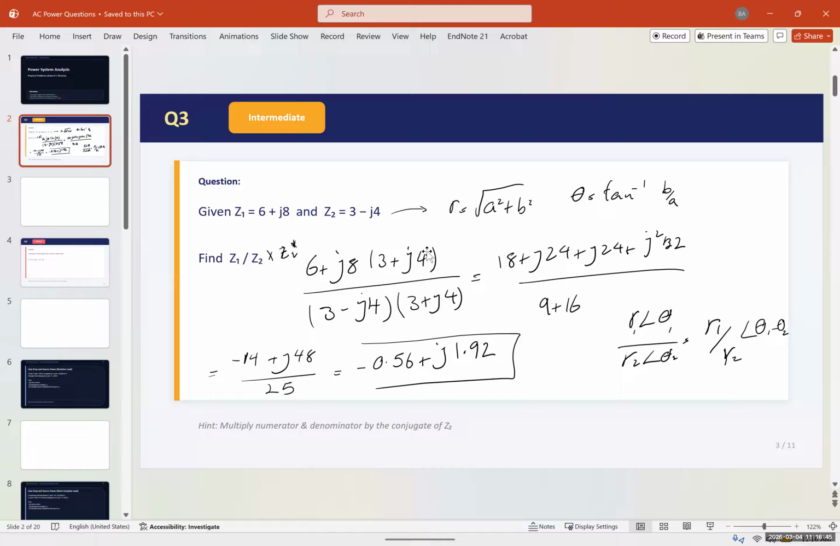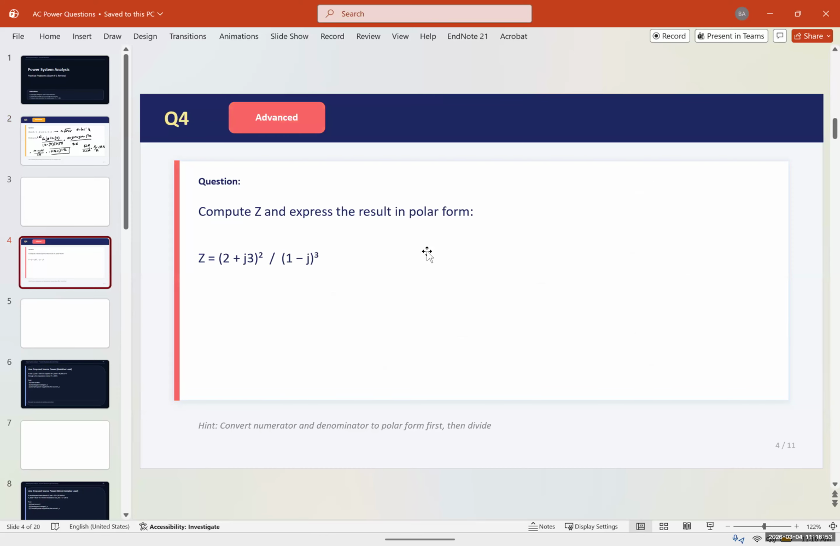Did you write it down? Yes. Can I go to the next question? I want to speed up so I can solve as many problems as I can. Now the next question, we want to compute z and express the results in polar form this time. Now z is equal to 2 plus j3 squared divided by 1 minus j in the power of 3.